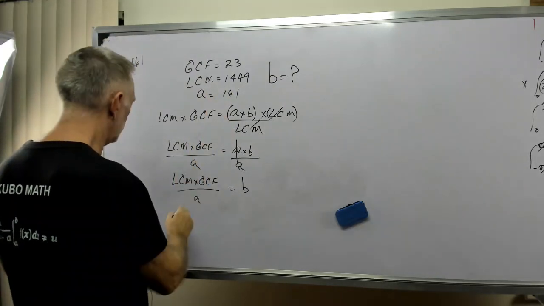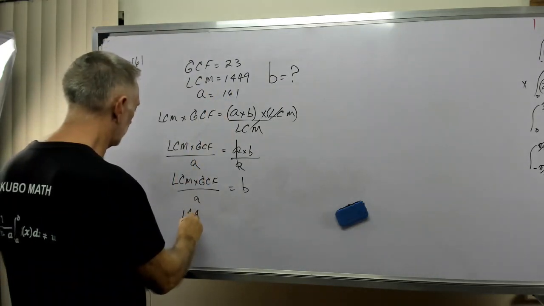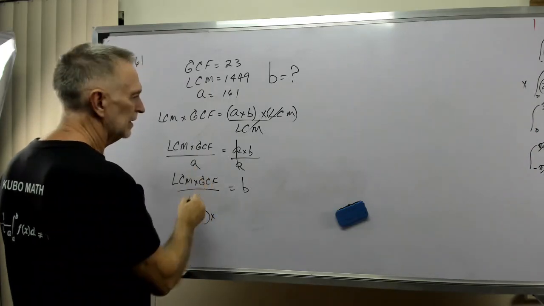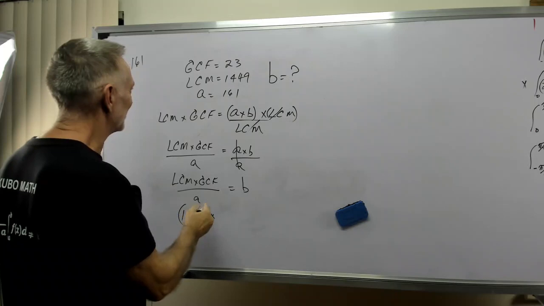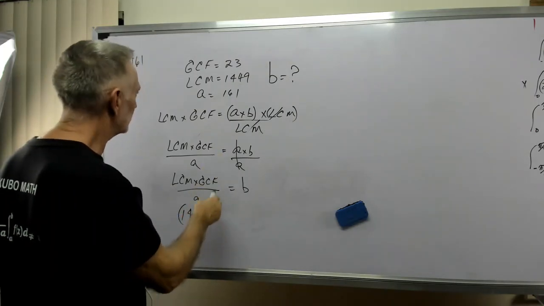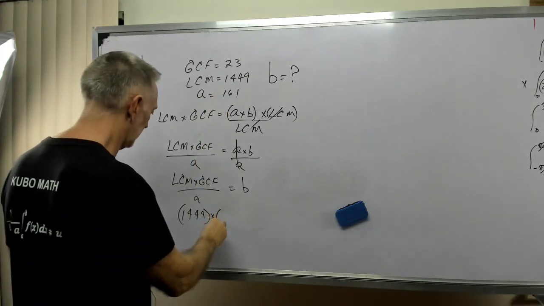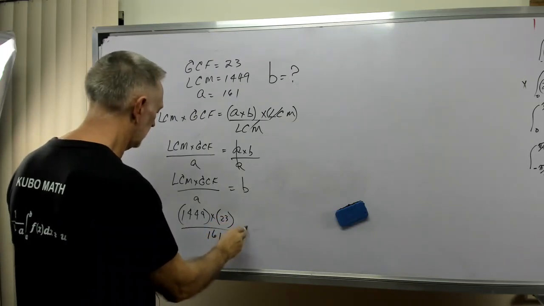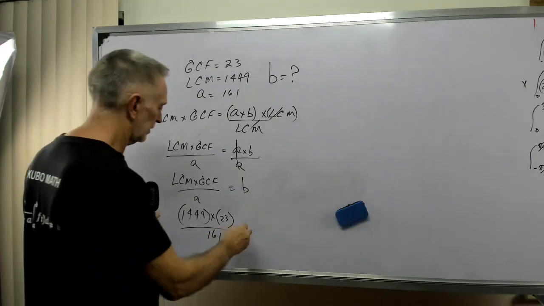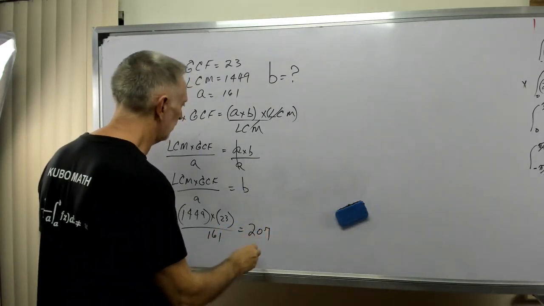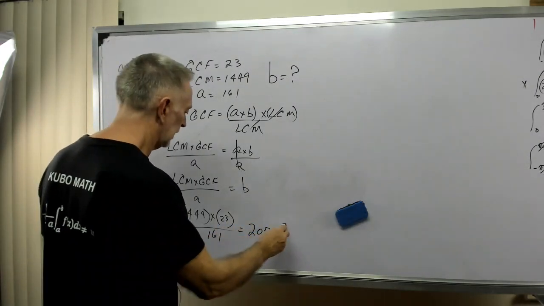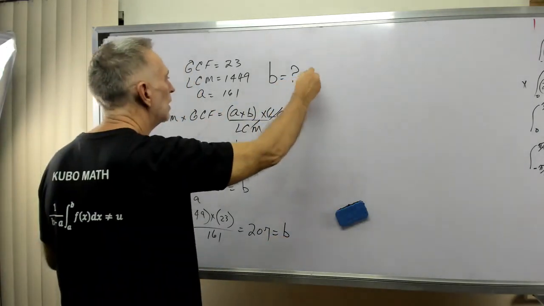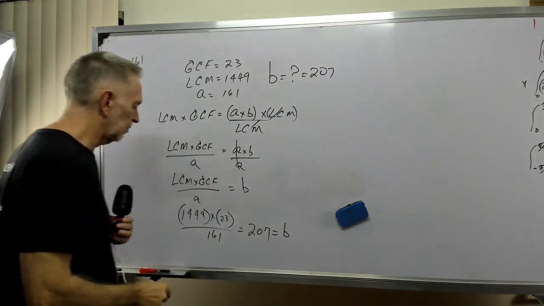So least common multiple, 1,449, times, so I usually just put the parentheses around it. Anyway, you'll start doing that later. Times 23 divided by 161. I did this earlier for the sake of time. That's 207. So B equals 207. So that would be our answer.